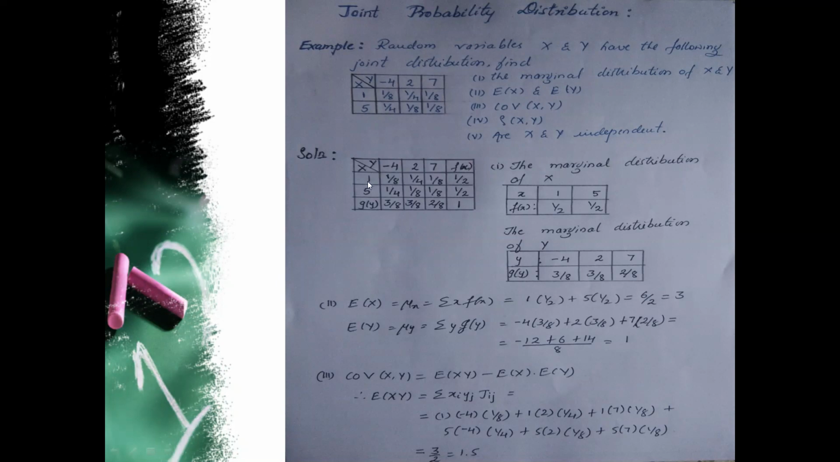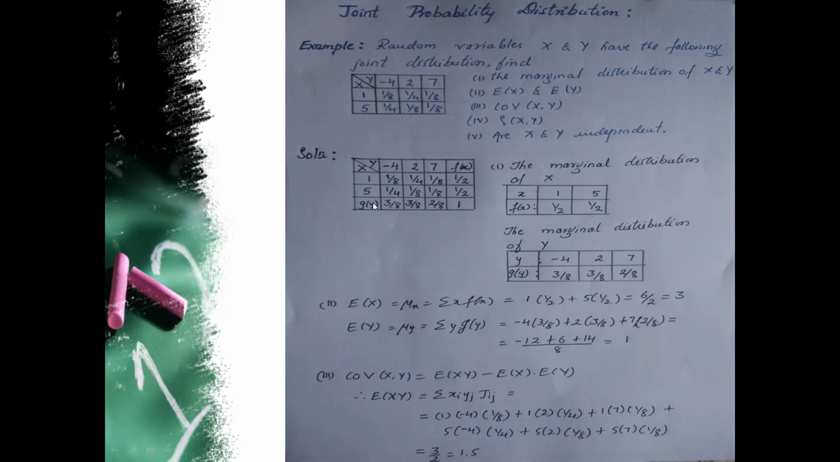When x is equal to x1, what are all the probabilities? That is 1 by 8 plus 1 by 4 plus 1 by 8, we get 4 by 8, that is 1 by 2. So that is the probability that x will take the value x1. Then next, the probability that x will take the value x2, that is 5. So add all these values and note it again, it is 1 by 2.